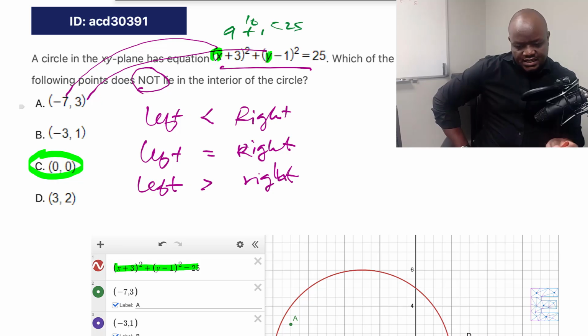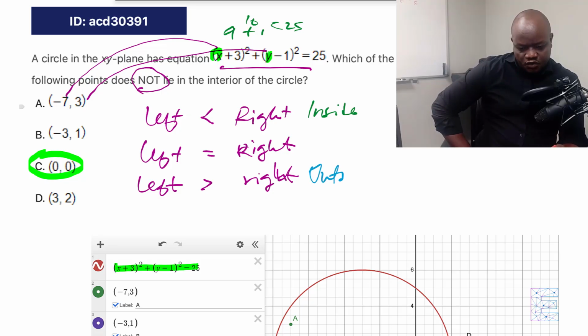What does that mean? That means if the left is less than the right, it's inside of the circle. If the left equals the right side, it's on the circle, on the actual circumference. And if the left side is bigger than the right side, it's outside, which is why the answer to this question is D.